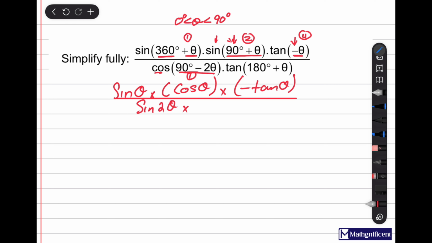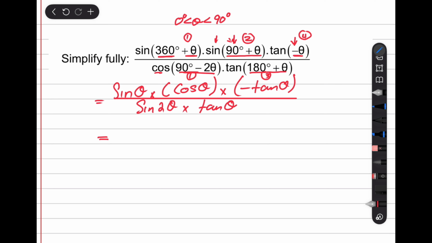This is going to be multiplied by whatever we are going to get from the tan. So we have tan of 180 plus theta. On which quadrant are we? We are on the third quadrant. Now, how is tan on the third quadrant? Tan is positive on the third quadrant, so we are going to get positive tan theta.